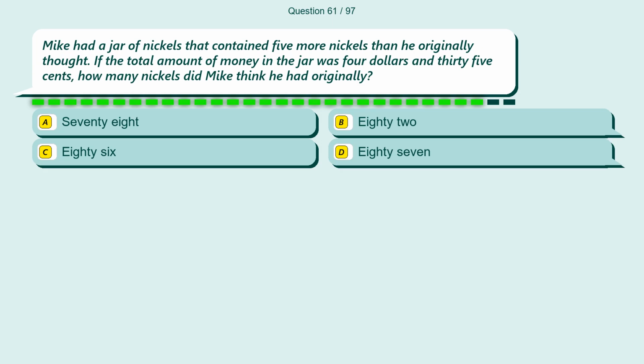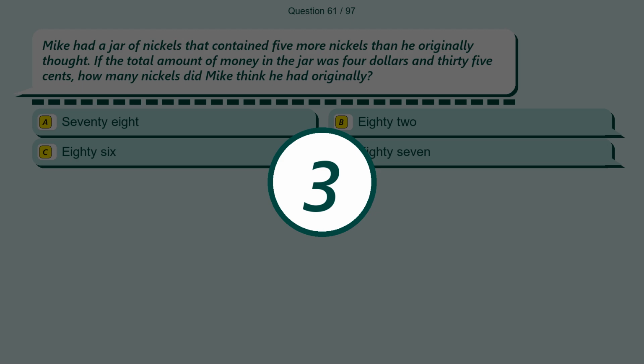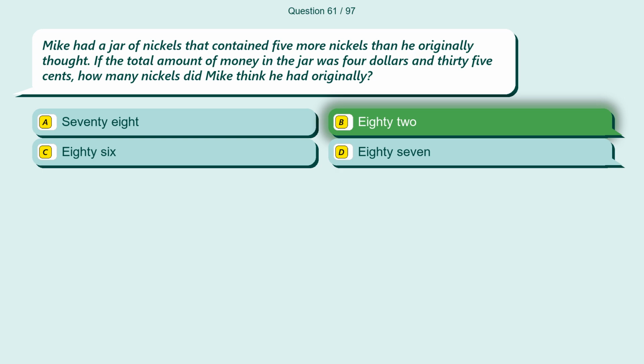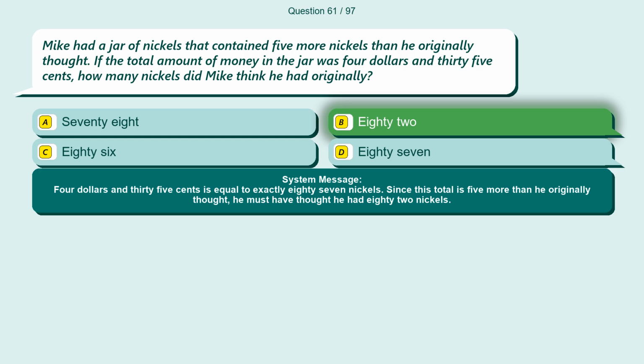Question 61. Mike had a jar of nickels that contained 5 more nickels than he originally thought. If the total amount of money in the jar was $4.35, how many nickels did Mike think he had originally? Option A, 78. Option B, 82. Option C, 86. Option D, 87. The correct answer is option B, 82. $4.35 is equal to exactly 87 nickels. Since this total is 5 more than he originally thought, he must have thought he had 82 nickels.